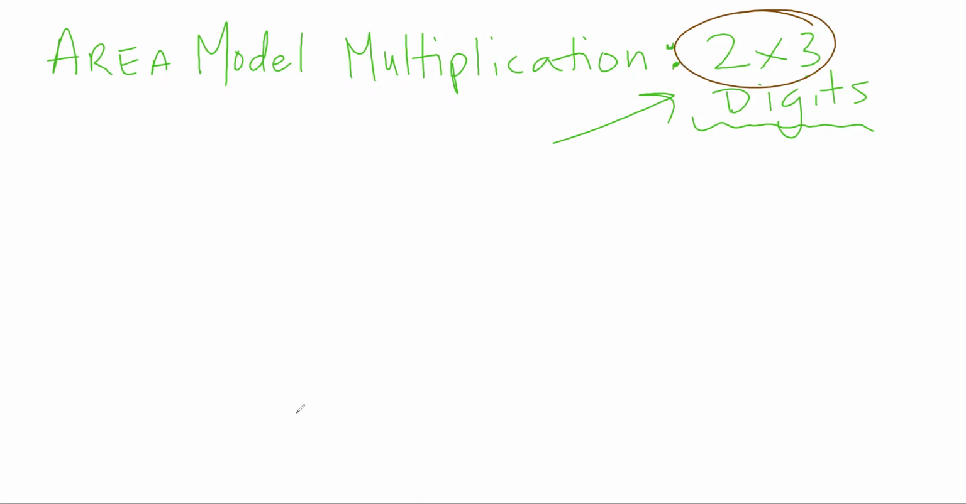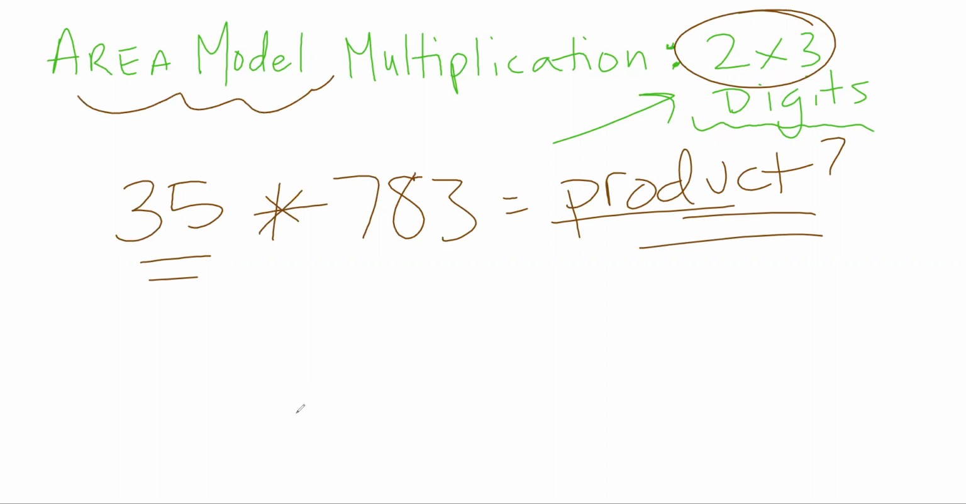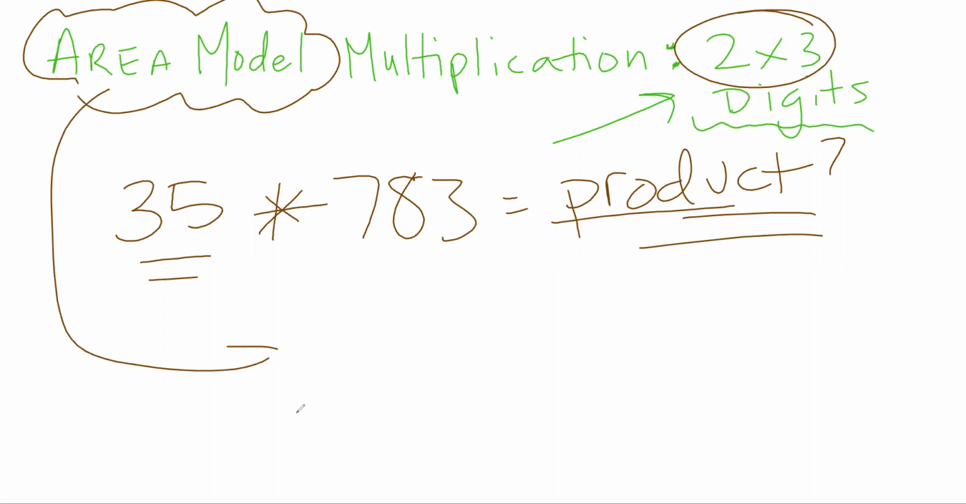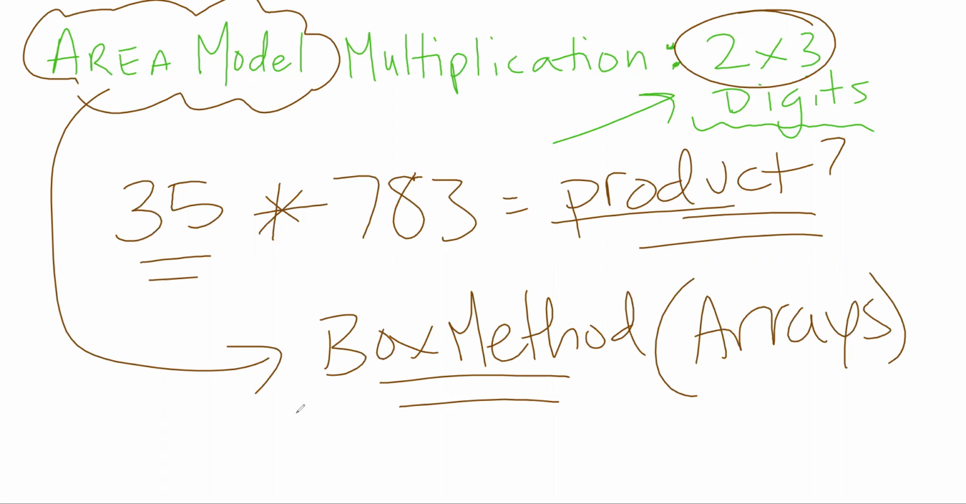When we're talking about 2 by 3-digit numbers, we are talking about the idea that if I have a 2-digit number, like 35, and I have to multiply it by a 3-digit number, like 783, what do I do? What is my product? What's the answer? Well, we're going to continue to use the area model, or what some people call a box method today. This is a really good way to organize our thinking because it relies on the understanding of arrays and how that relates to multiplication. So let's just dive in.